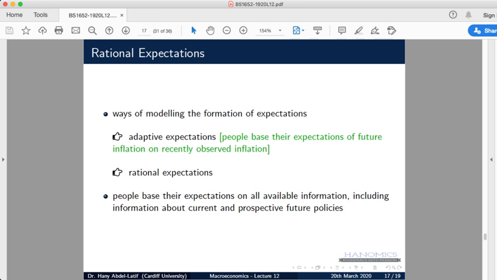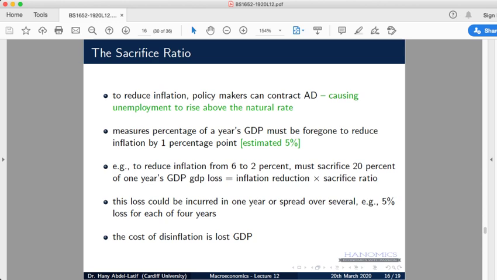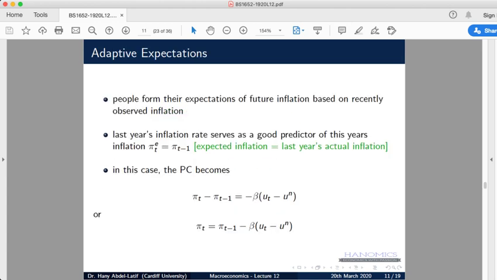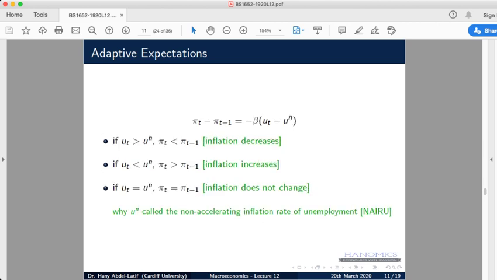So moving from here, I'm just going to conclude with this. As I said before, one expectations formation mechanism we talked about is adaptive expectation, if you remember. We said people form their expectations of future inflation based on recently observed inflation, but this is not the only way people can form their expectations about the future inflation rate.